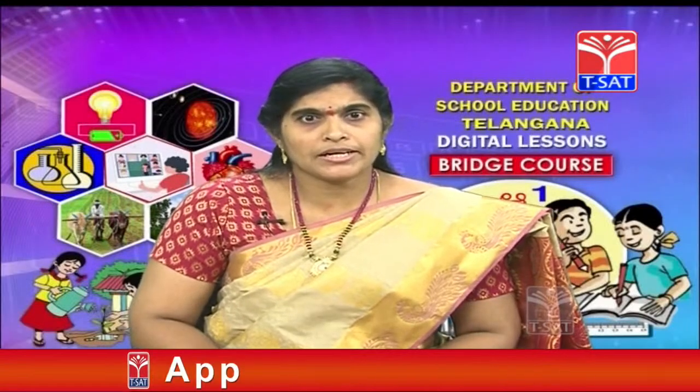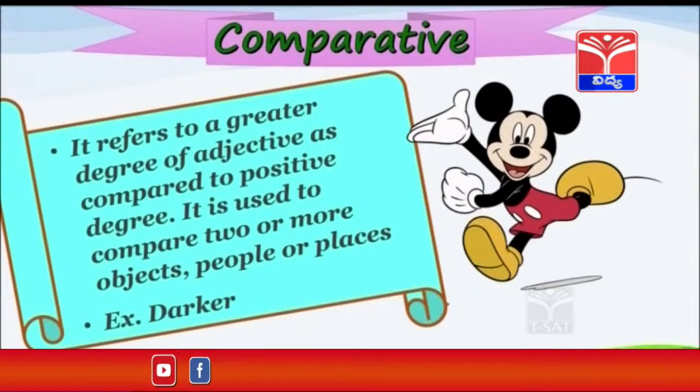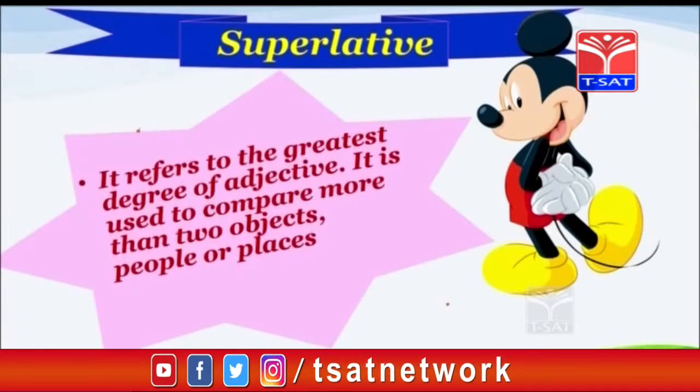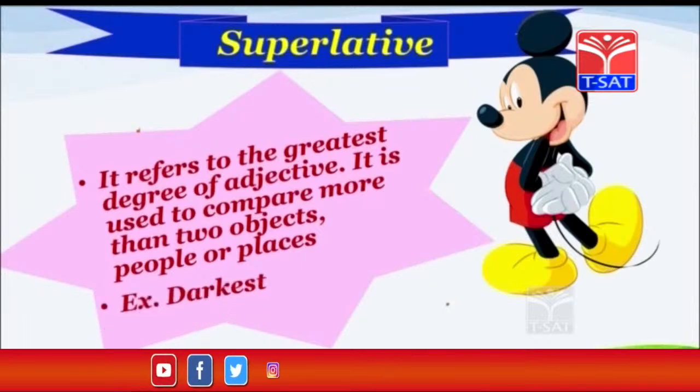For example, darker. In the previous slide, we learned the word dark. Now it is darker than the previous one. Here is our last degree. It is superlative, which is nothing but the greatest degree of adjective. It is used to compare more than two objects, places or people, like darkest.